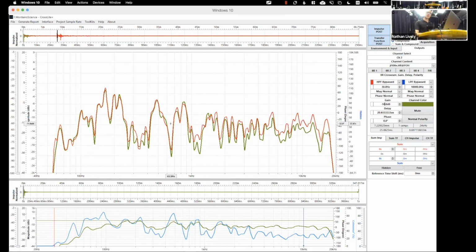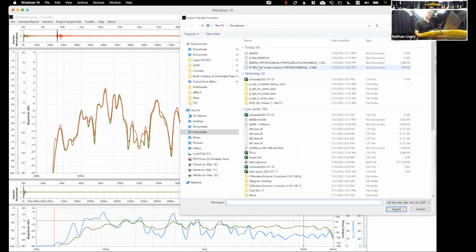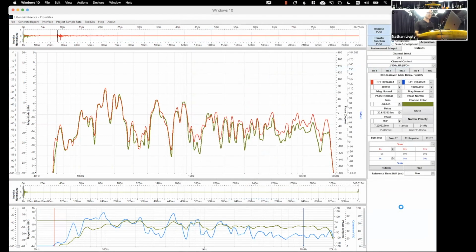Okay. Oh, wait, this is the one I imported from Smart. Sorry about that. But look how similar they look. What I wanted is the one from SubAligner. Okay, this is going to take a second because it's doing mathematical stuff to convert it.